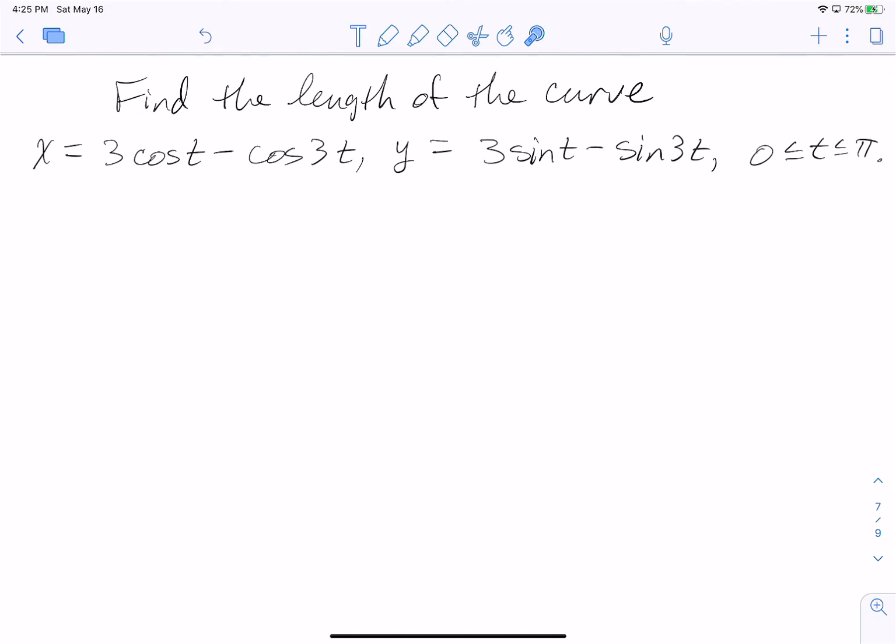Find the length of the curve x equals 3 times the cosine of t minus cosine of 3t, y equals 3 sine of t minus the sine of 3t, as t goes from 0 to pi. No, I mean, do it.